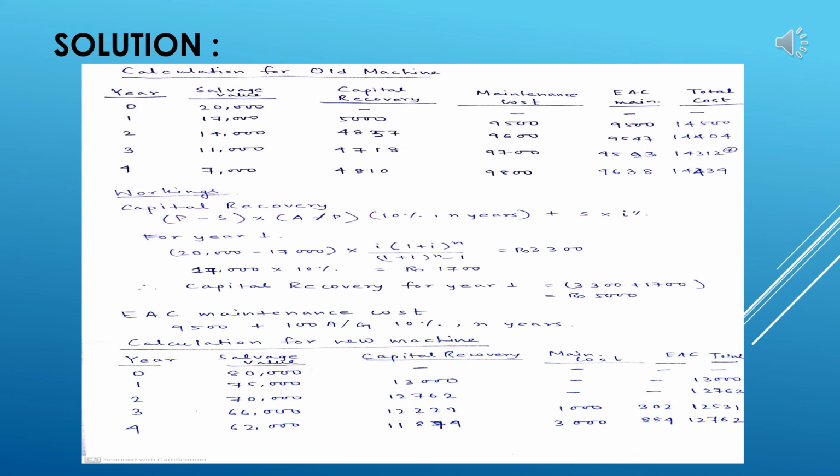Coming back to the capital recovery cost once more, here we need to understand that, like in gradient, we are taking n to be, for year 1 it will be 1, for year 2 n will be 2, for year 3 it will be 3 and so on. From there, if we calculate like we did for year 1, we are having the values of 5,000, 4,857, 4,718 and 4,810. Adding up the capital recovery and the maintenance cost, we get the total cost value.